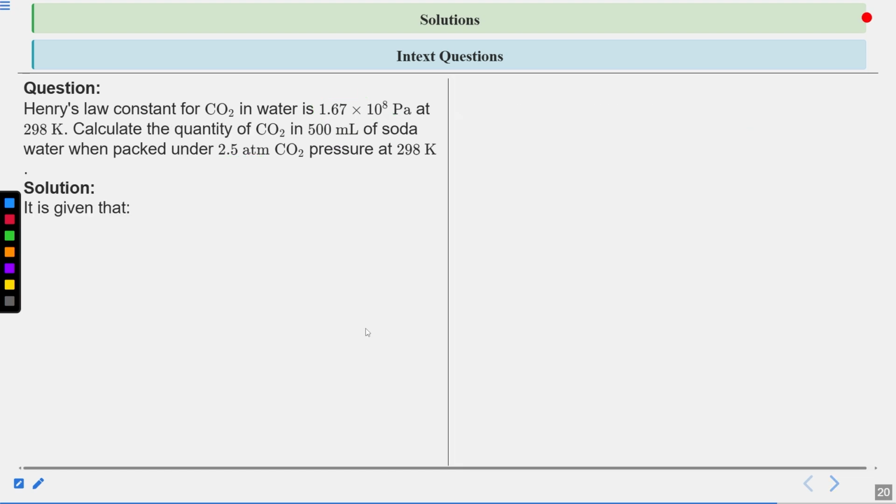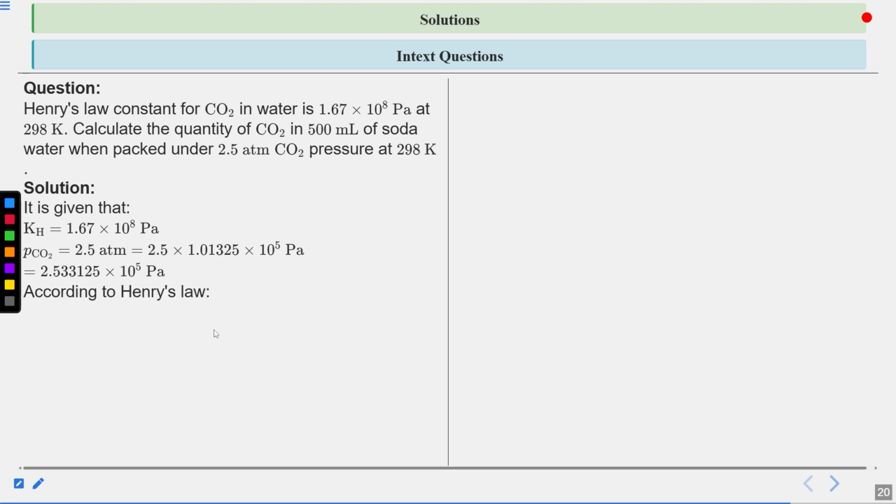It is given that KH is this. So pressure will be equal to how much? To convert atm into Pascal, we multiply it by 1.01325 into 10 to the power 5. They are almost equal, there is a very slight difference, so this factor is extra. That will give you 2.5 into 10 to the power 5. You can see there is no major difference in the significant terms.